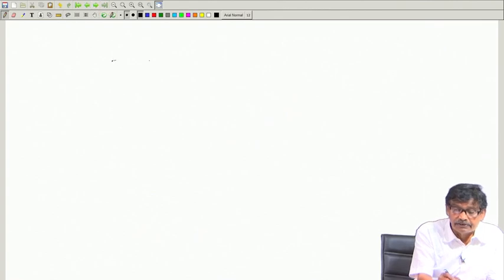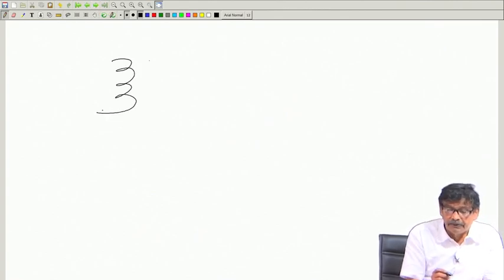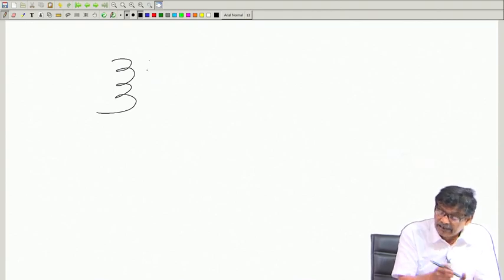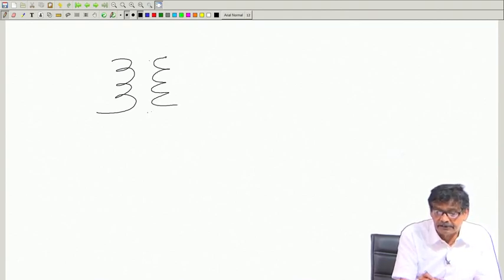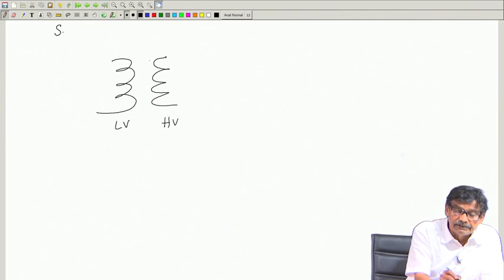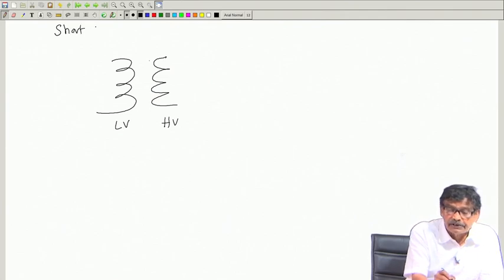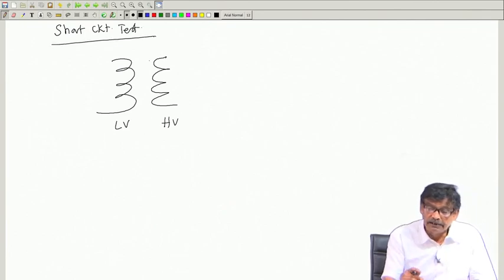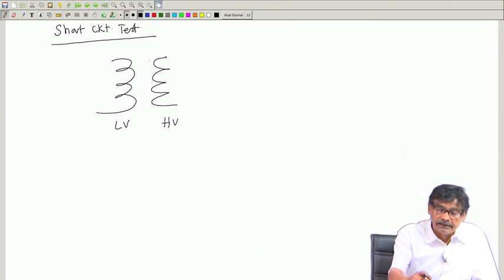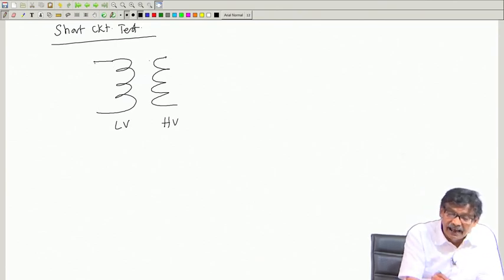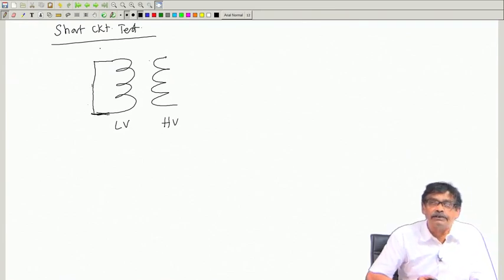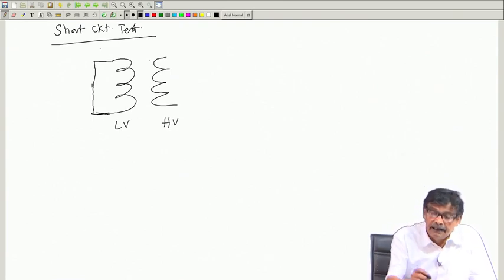So, this was your transformer. The same transformer, I should draw it like this, LV and HV. So, what I will do during the short circuit test is connect the source on the high voltage side, and on the other side I will just put a short circuit. I will short these two terminals of the LV side.